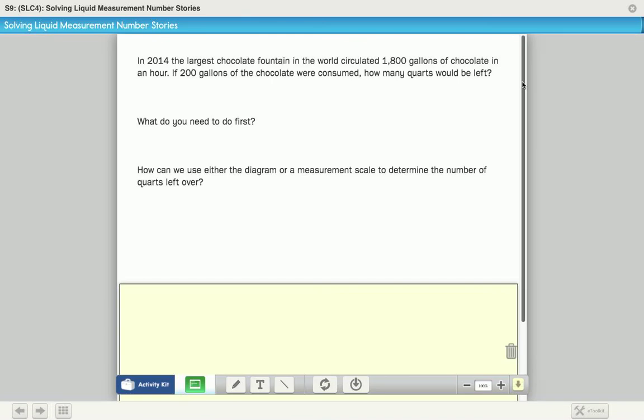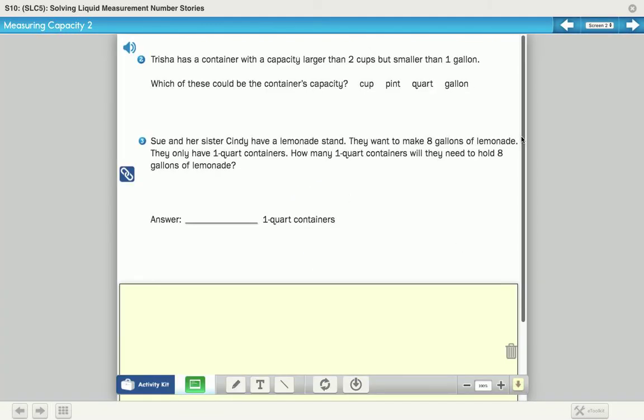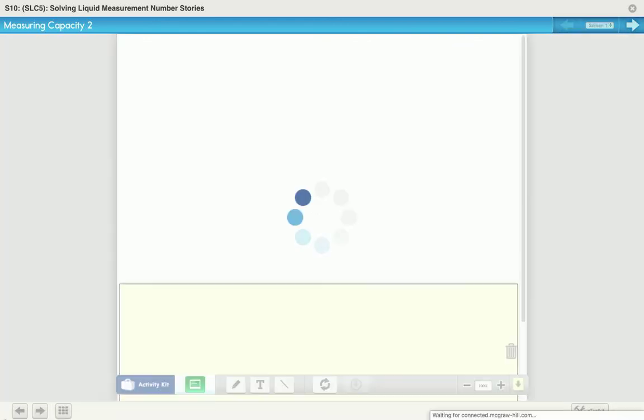Sorry, wrong page. Sorry guys, too many pages here.